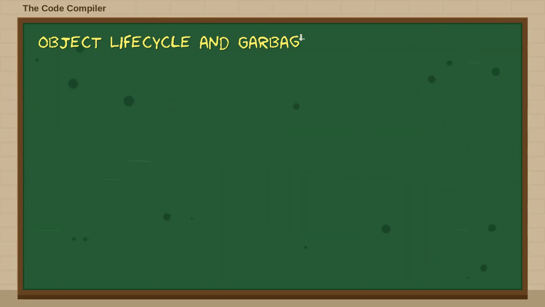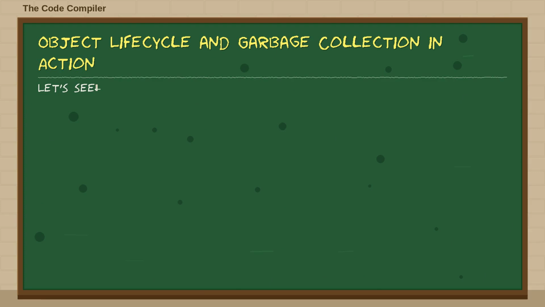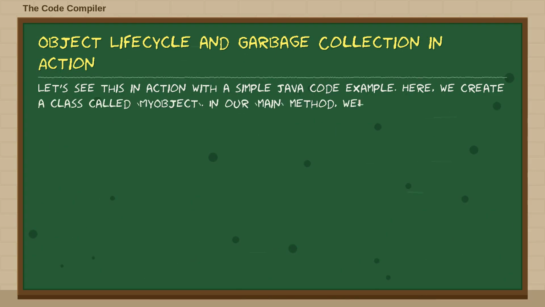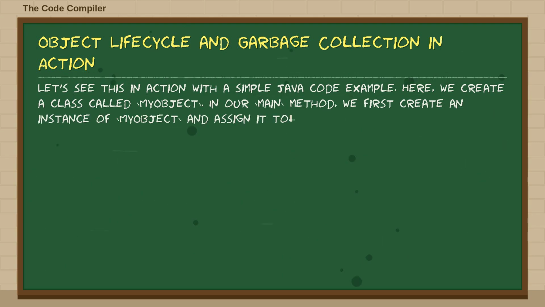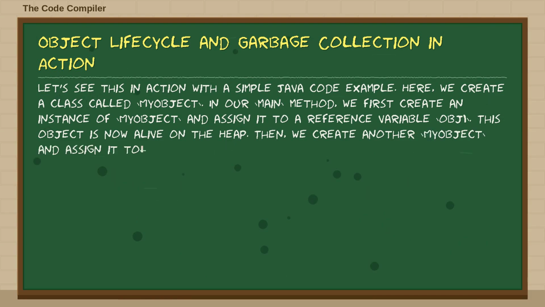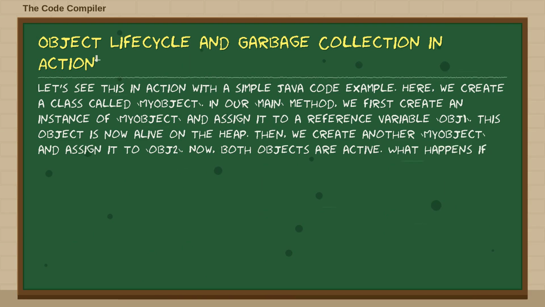Let's see this in action with a simple Java code example. Here, we create a class called myObject. In our main method, we first create an instance of myObject and assign it to a reference variable obj1. This object is now alive on the heap. Then, we create another myObject and assign it to obj2. Now, both objects are active.